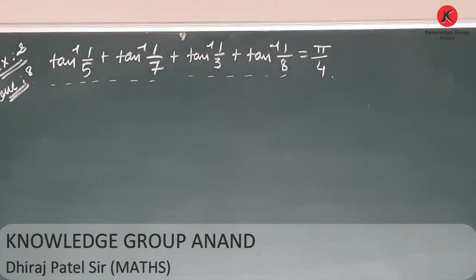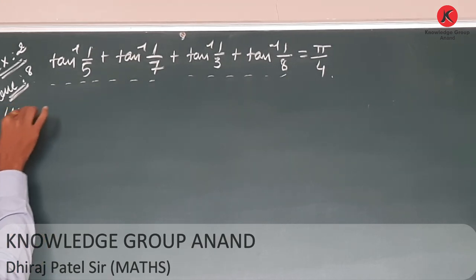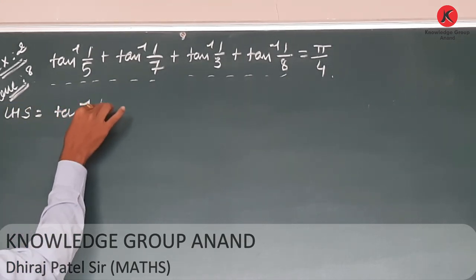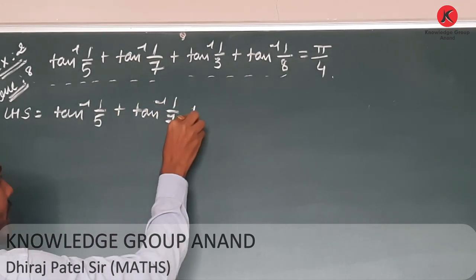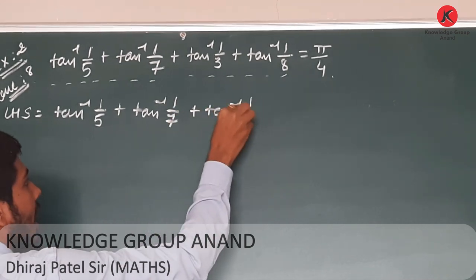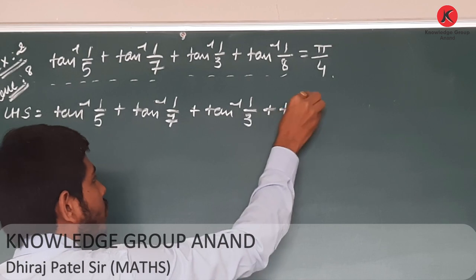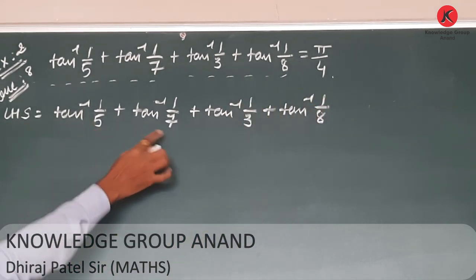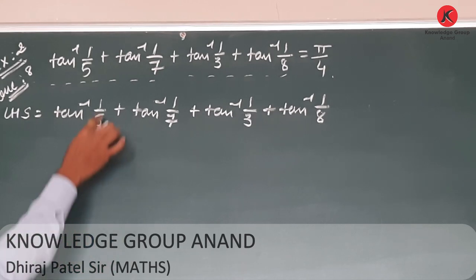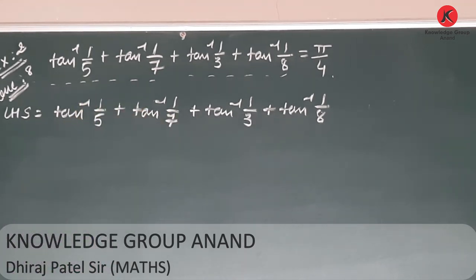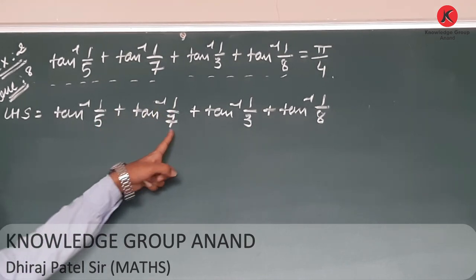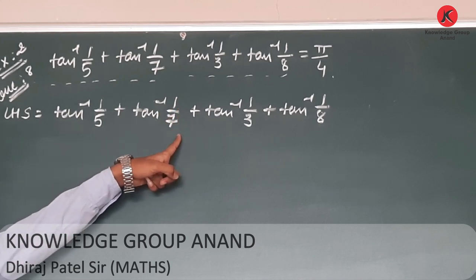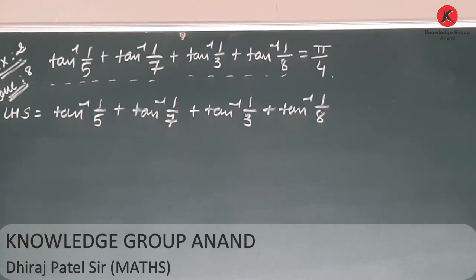In both, we will apply the same formula, tan inverse x plus tan inverse y. Here consider LHS equals tan inverse 1 by 5 plus tan inverse 1 by 7 plus tan inverse 1 by 3 plus tan inverse 1 by 8. So tan inverse x plus tan inverse y. First we have to check whether xy is greater than 1, less than 1, or equal to 1. Here x is 1 by 5, y is 1 by 7. So 1 by 5 into 1 by 7 is 1 by 35, which is less than 1.